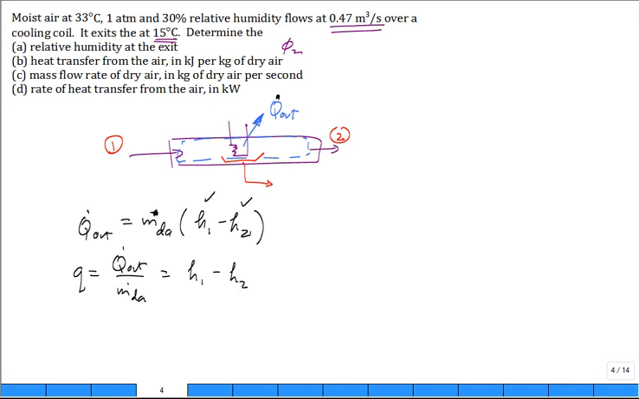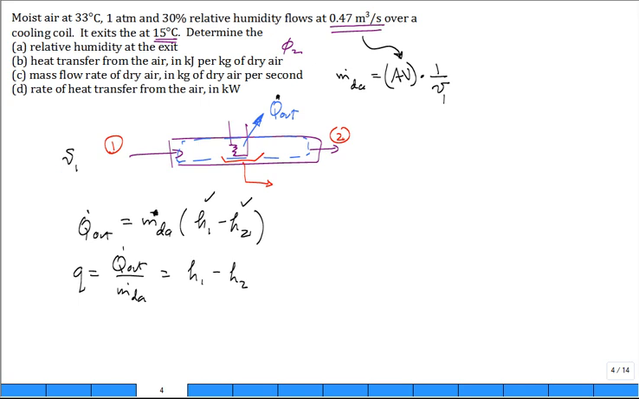Part C, what is the mass flow rate of the dry air? The mass flow rate of the dry air, it'll be the volumetric flow rate. That's this right there. AV, cross-sectional area, normal velocity, is the product. You can use the AV as a volumetric flow rate, times the density, or 1 over the specific volume inlet. So it has some specific volume on the inlet. That's how you would calculate the mass flow rate of the dry air.